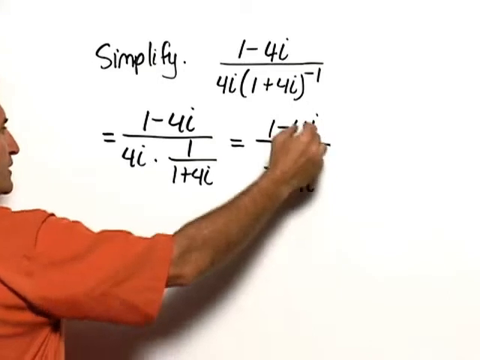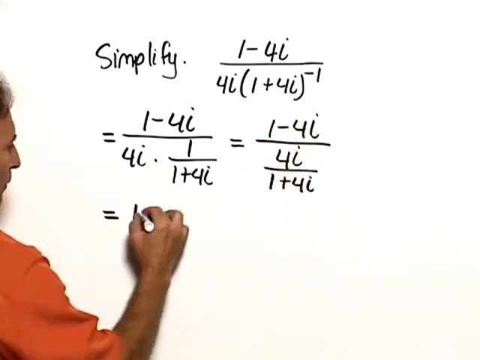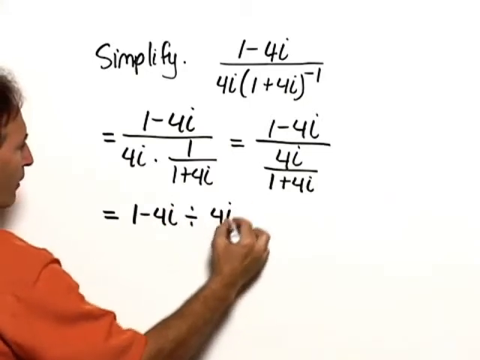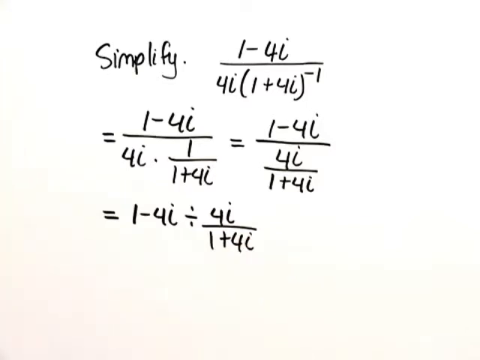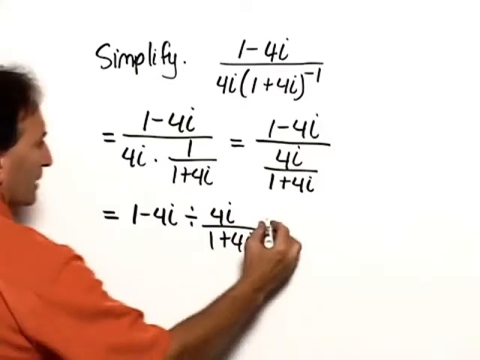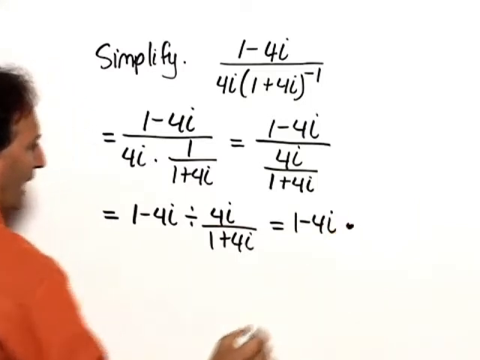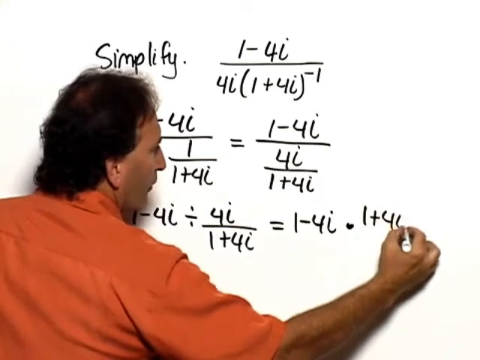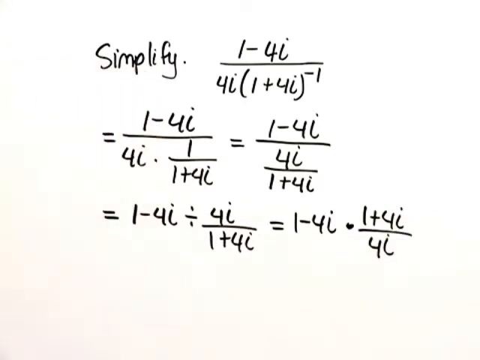So this is a division problem which I'm going to rewrite using the division symbol. 1 minus 4i divided by 4i over 1 plus 4i. And now let's rewrite this as a multiplication. 1 minus 4i times the reciprocal, which is 1 plus 4i over 4i.